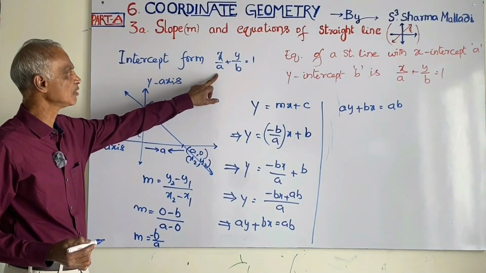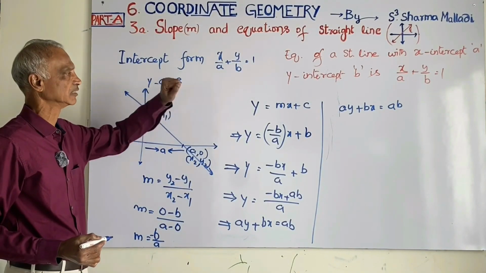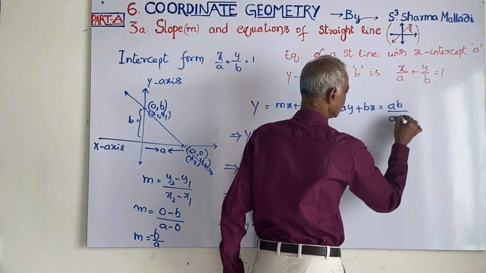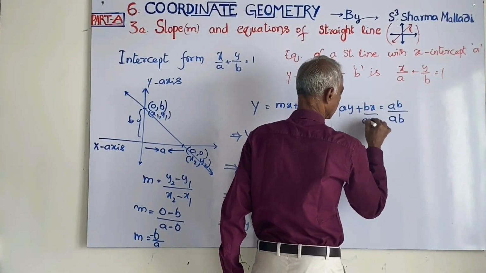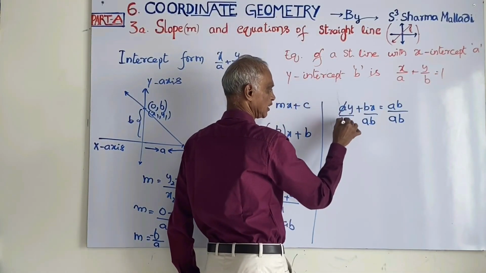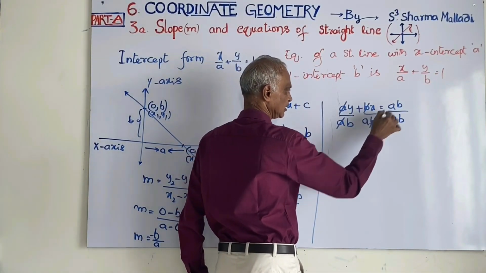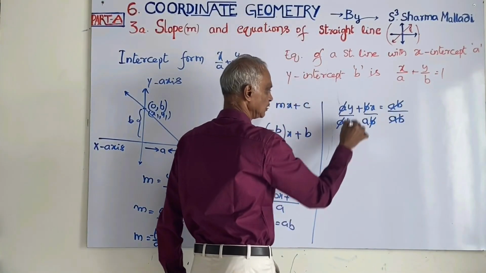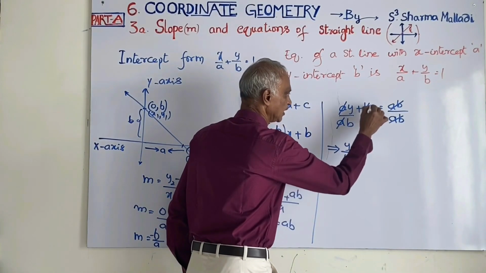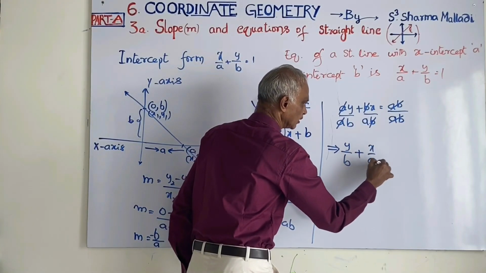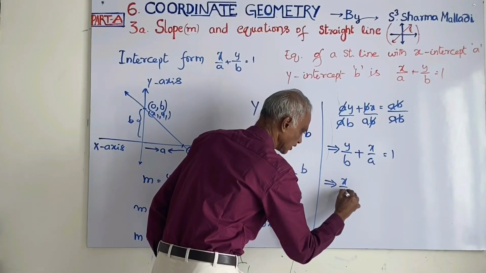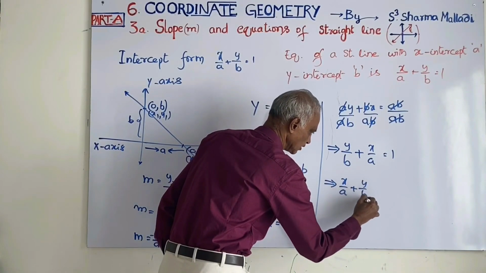Intercept form is in the form of x by a plus y by b is equal to 1. What do we have to do? We have to divide the equation by ab. Cancel a and a, b and b, ab and ab. You will have y by b plus x by a is equal to 1. It can be written as x by a plus y by b is equal to 1.